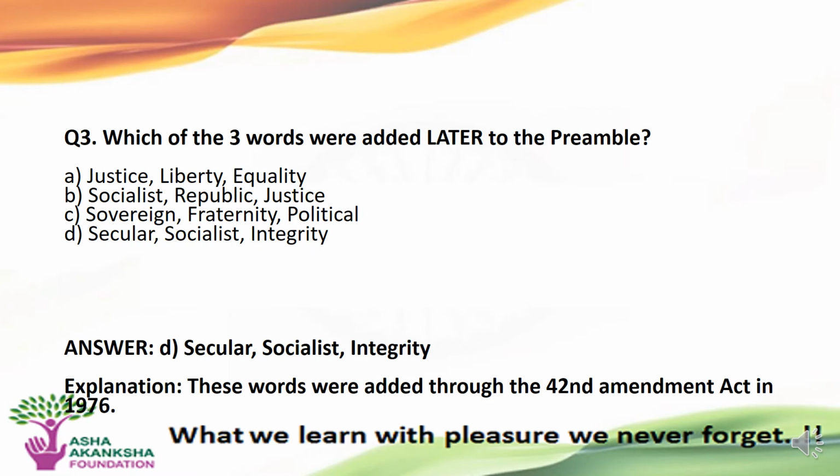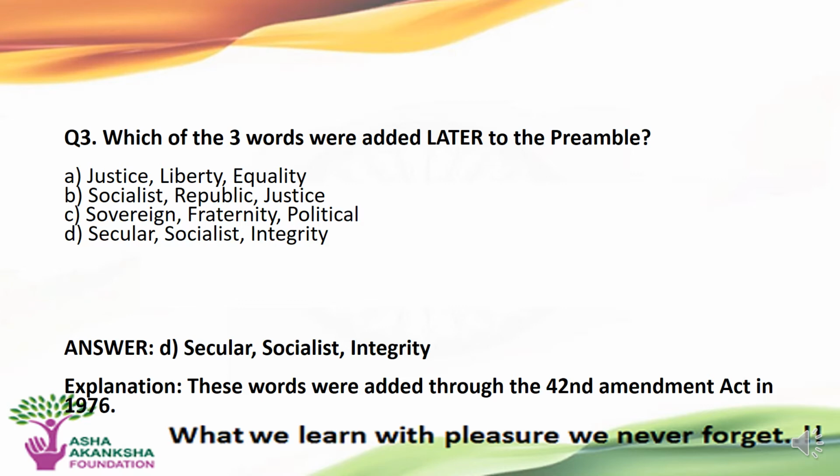The next question is, which of the 3 words were added later to the preamble? Options are A. Justice, Liberty, Equality, B. Socialist, Republic, Justice, C. Sovereign, Fraternity, Political, D. Secular, Socialist, Integrity. The correct answer to this question is option D, that is Secular, Socialist, Integrity.